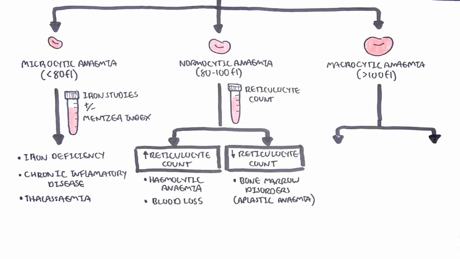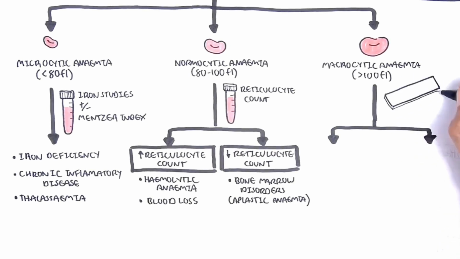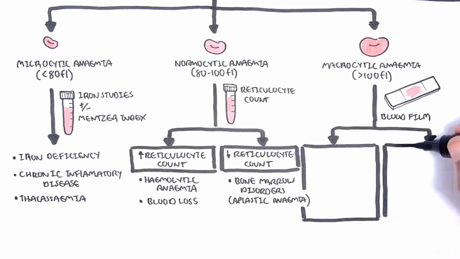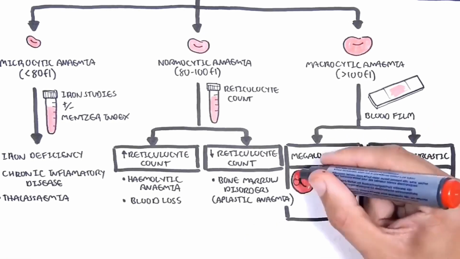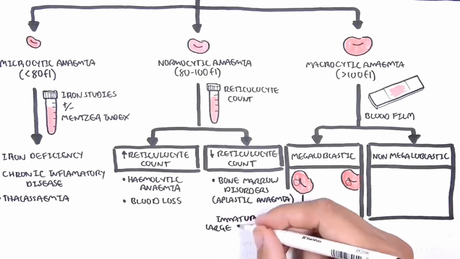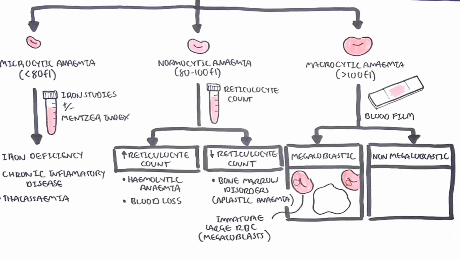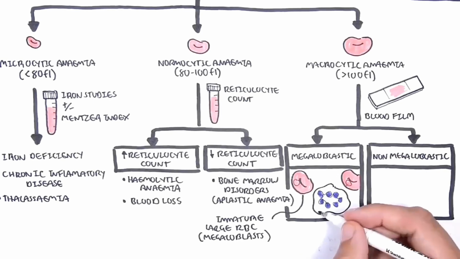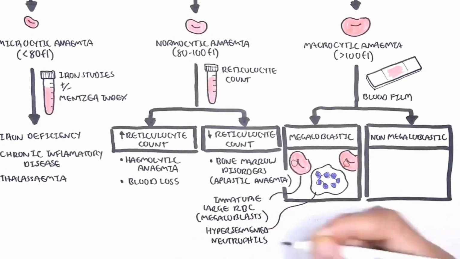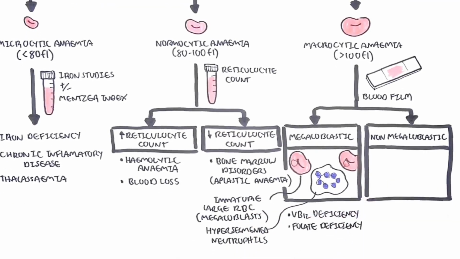When the hemoglobin is low and the MCV is high, this signifies macrocytic anemia. A blood film should be performed to differentiate between megaloblastic or non-megaloblastic macrocytic anemia. Megaloblastic anemia is basically where on the blood film you can see large immature red blood cells called megaloblasts. Also, you can potentially see hypersegmented neutrophils. These findings on the blood film signify someone that has vitamin B12 deficiency, folate deficiency, or a drug toxicity side effect from methotrexate, for example.